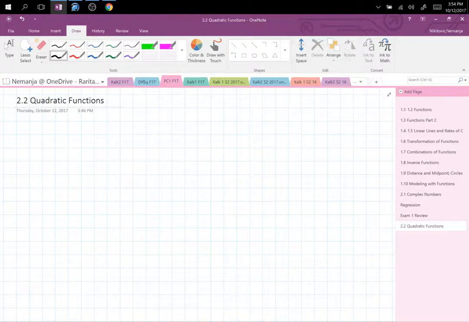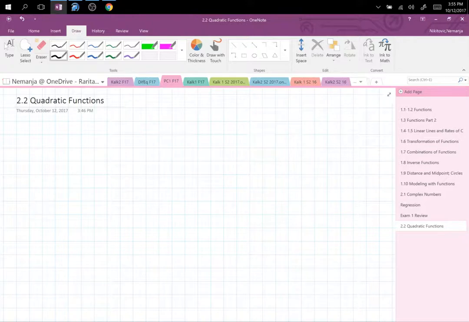Hello and welcome back to Precalculus 1, section 2.2, quadratic functions. The entire chapter is devoted to polynomials. And the quadratic function is the second order polynomial because we have x squared.